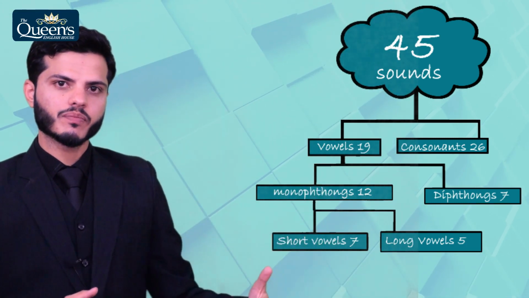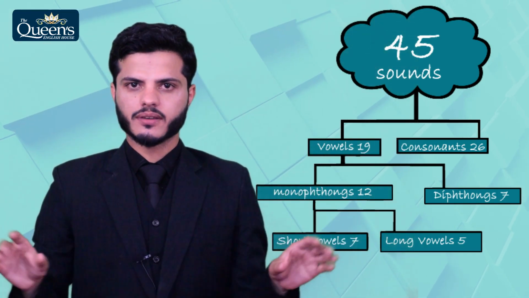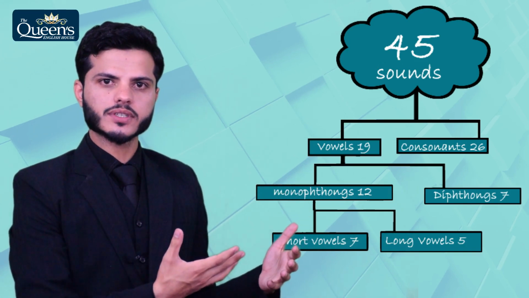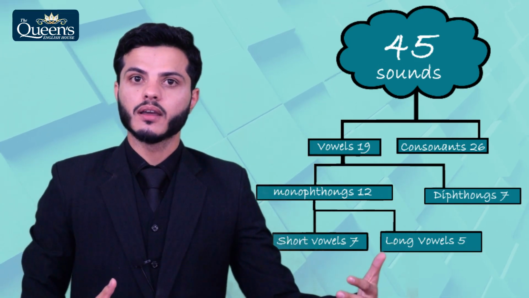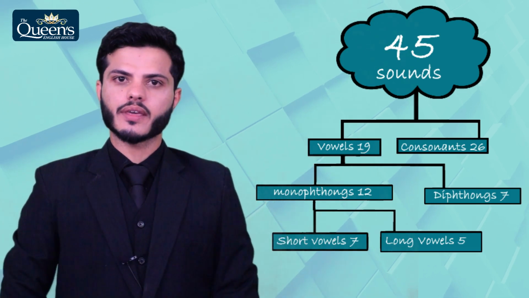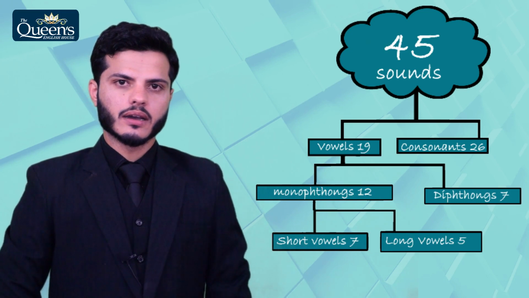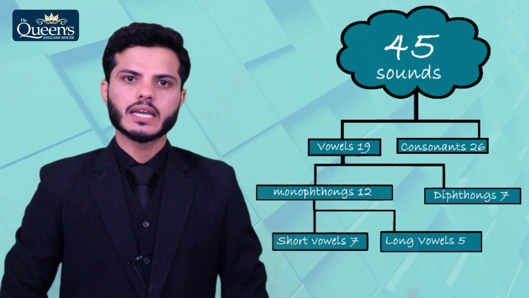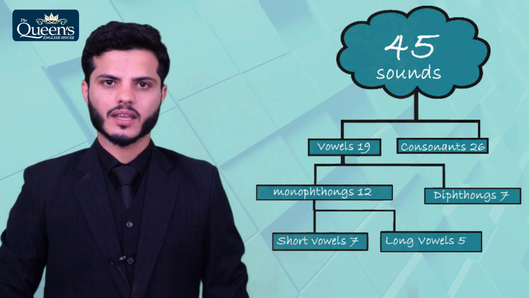Monophthongs are again divided into two classes based on time length. The vowel sounds, or the monophthongs out of 12, which take longer time are called long vowels, and they are 5 in number, while the ones which take shorter time are called short vowel sounds, and they are 7 in number. So this is the end of the classification of the 19 vowel sounds.